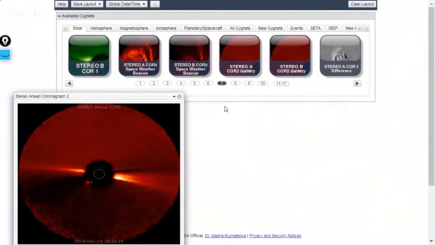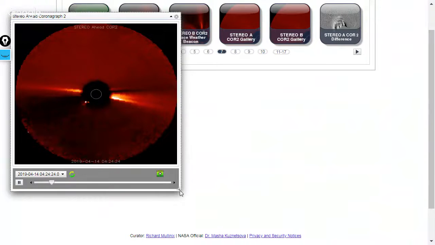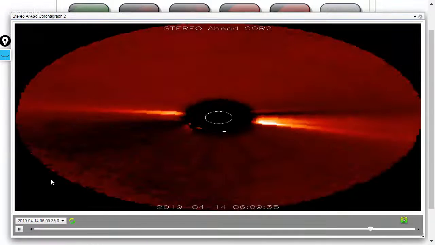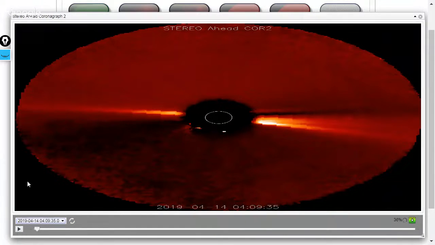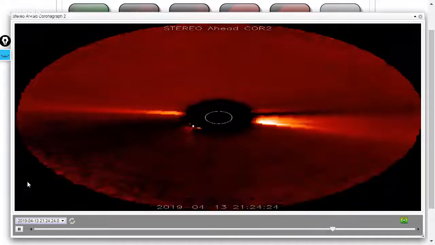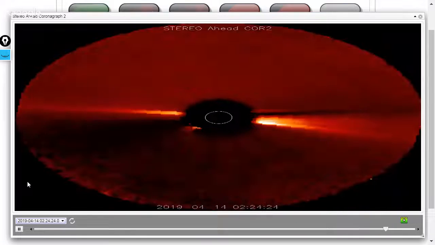Stereo A, Core 2 Space Weather Beacon update. We show you this every day because of the possibility of coronal mass ejections. Remember, folks, you don't actually need any kind of a solar flare for a coronal mass ejection to occur. Sometimes the sun lets go of plasma filaments and ejects them into space without any kind of solar flares. Believe it or not, it's true.